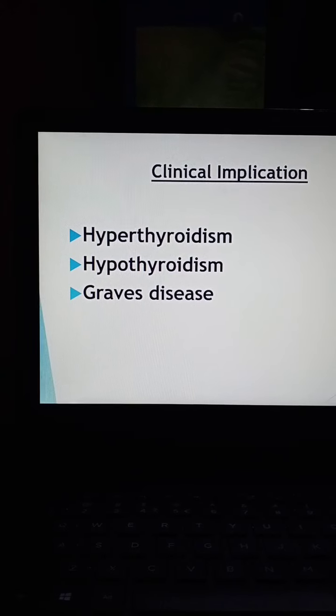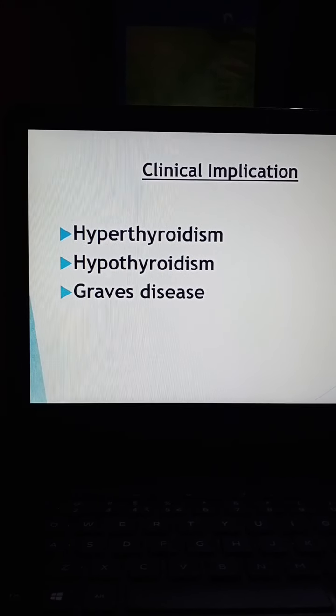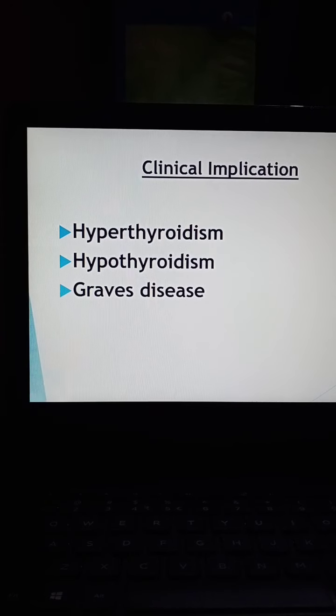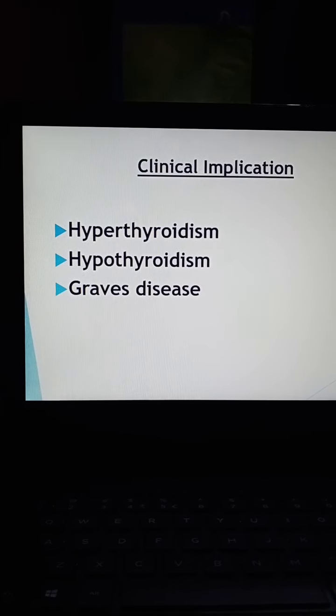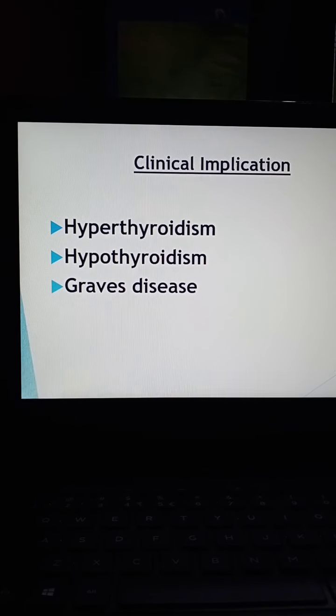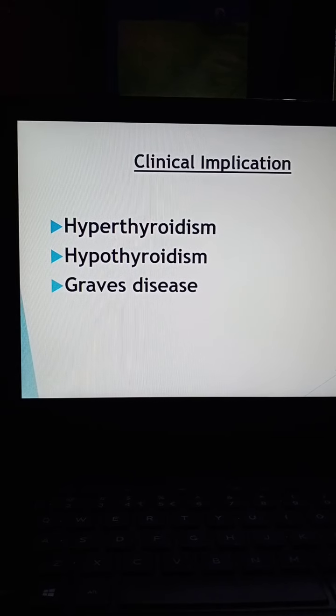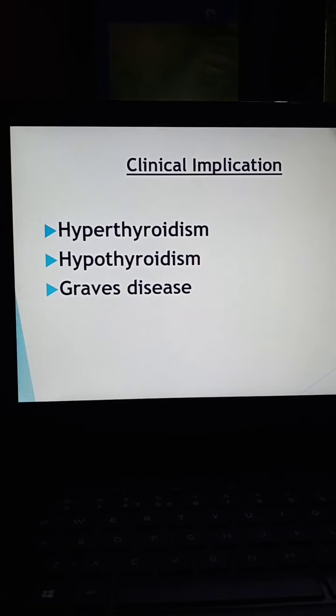In myxedema, the weight of the patient increases more than normal. That is one condition. So many conditions are there, but at least you must know the general conditions related to hyperthyroidism and hypothyroidism. Then coming to the last one, that is Graves disease.